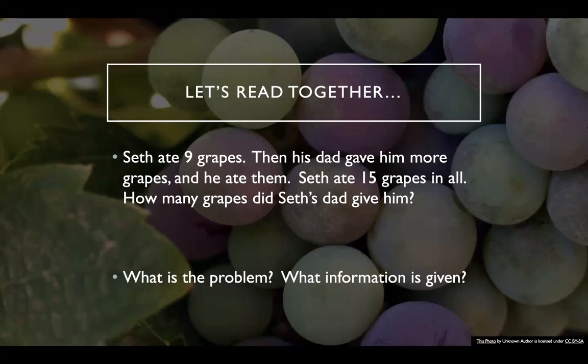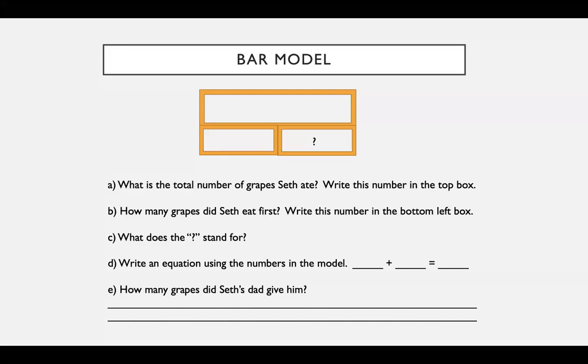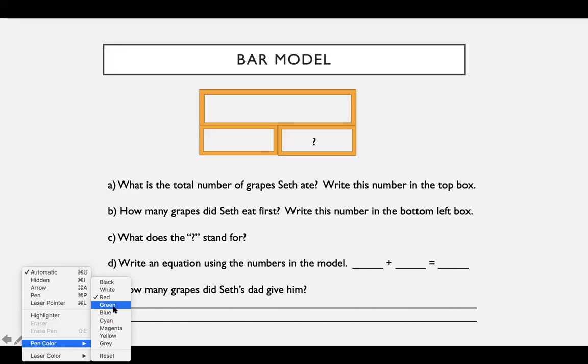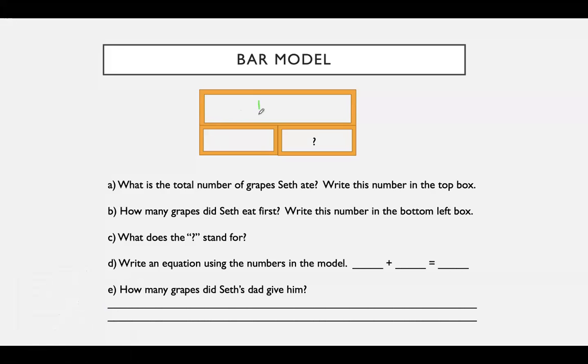So let's look at some equations. You may already know bar model. And if you do, this is review. And if you don't, then this is a concept that you need to practice and you need to remember. So the question is, what is the total number of grapes Seth ate? Well, he ate 15 in all. So we're going to write this number at the top of our model, in the top box, kind of like in a number bond.